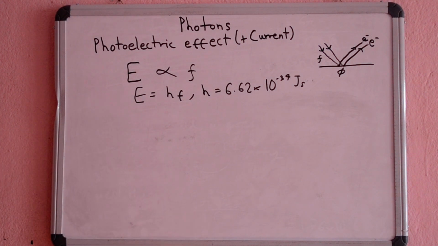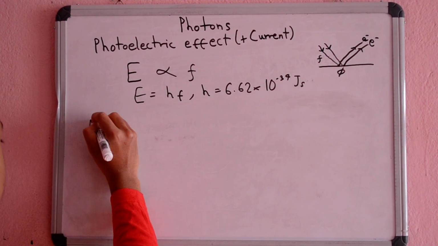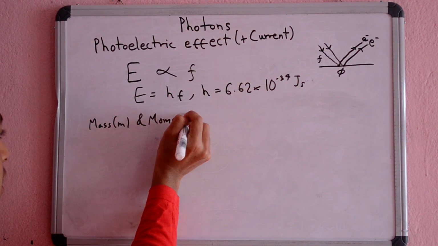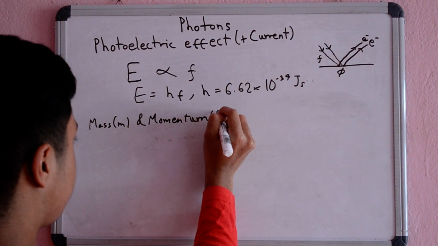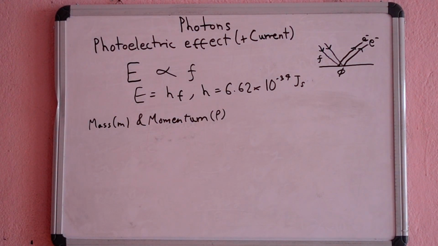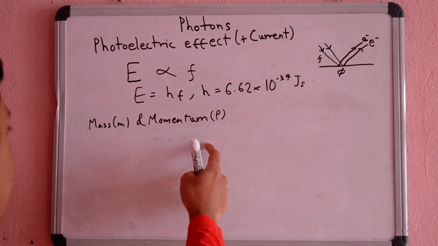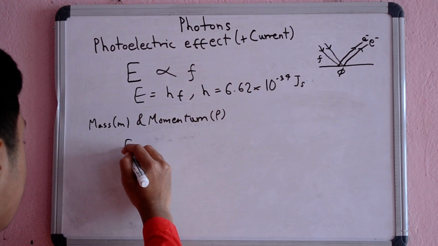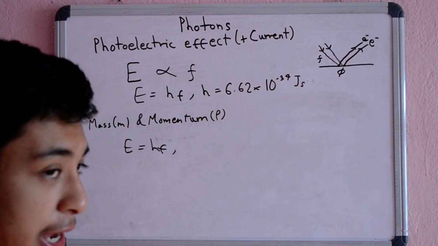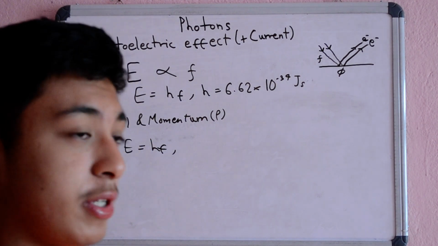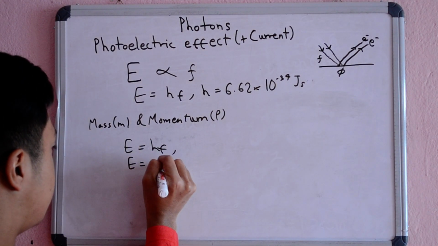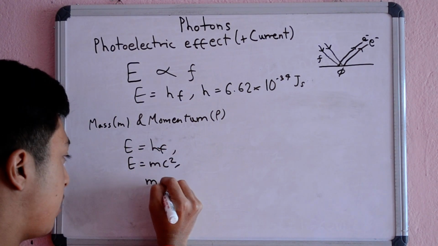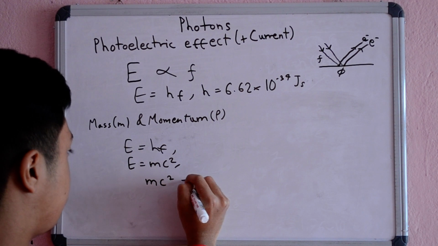So here we have to find first of all the mass m and the momentum in terms of h. Well, we have E equals hf, and also from Einstein's famous equation we have E equals mc squared. If we say that these two energies are the same, then mc squared equals hf.